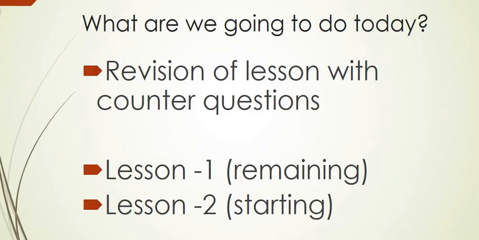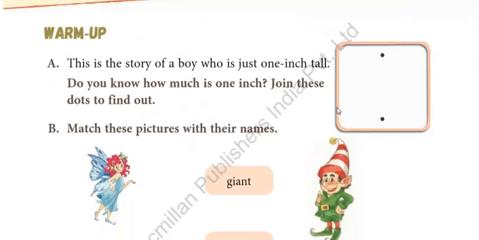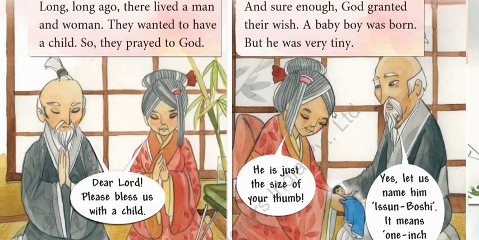So let's get started. This is the page of lesson 1 of the textbook in front of you, and yesterday we started with the explanation of the name of the lesson itself. I hope that by now you understand the meaning of One-Inch Warrior. Now in yesterday's lecture we saw that the man and the woman were all alone at their home.